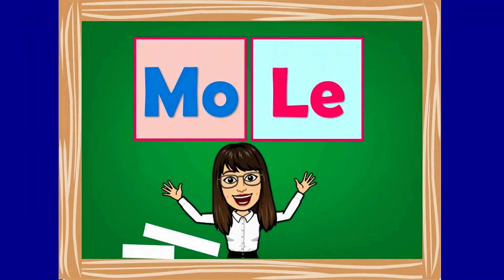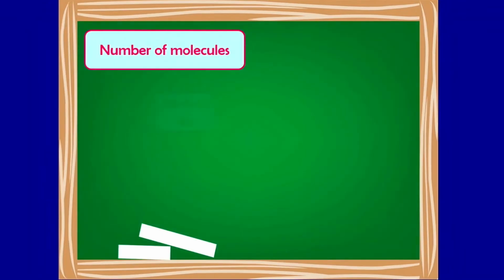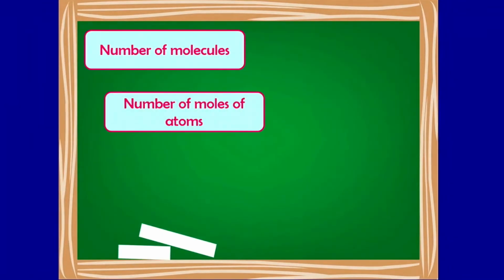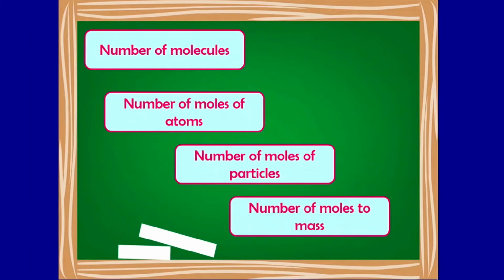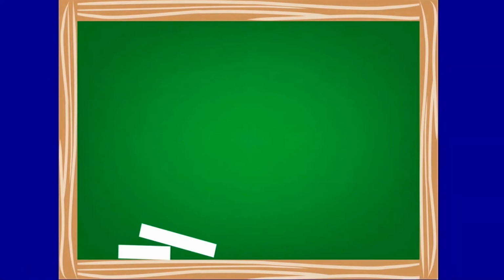The number of moles of a substance can be calculated by various means, depending on data available, and the number of molecules. We can also calculate the number of moles of atoms and the number of moles of particles. Not only that, we can also convert the number of moles to mass. Let's find out how.